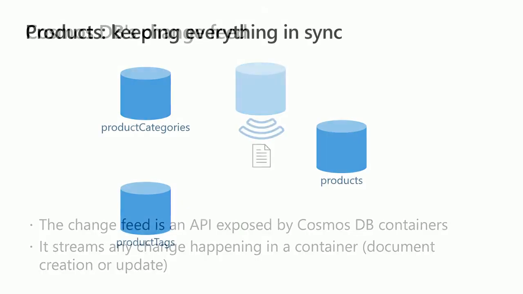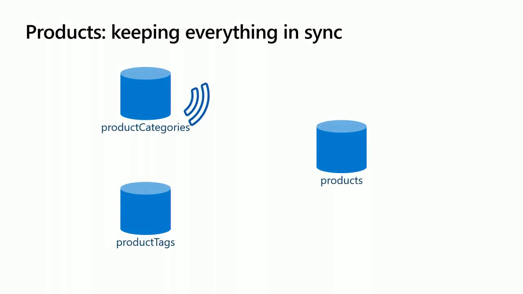So in our case, we are going to subscribe to the change feed of the categories. So every time there is an update of a category, we are going to trigger an Azure function that will receive the new category and then propagate the new name to the products. And obviously, we are going to do the exact same thing for the tags. Let's see that in action.